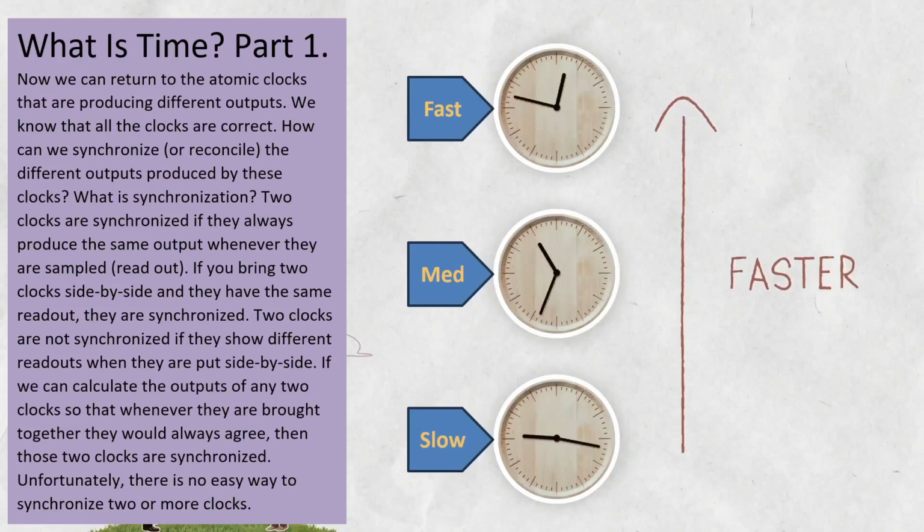Now we can return to the atomic clocks that are producing different outputs. We know that all the clocks are correct. How can we synchronize or reconcile the different outputs produced by these clocks?